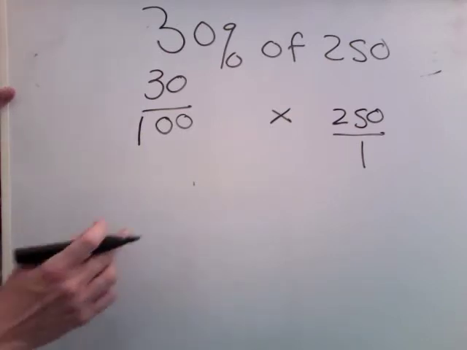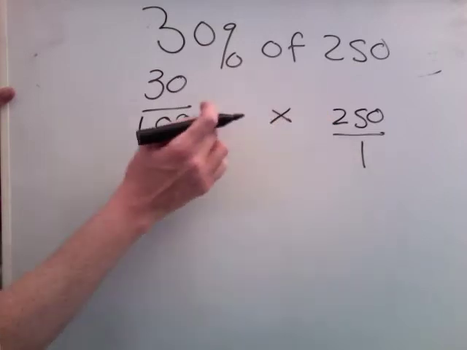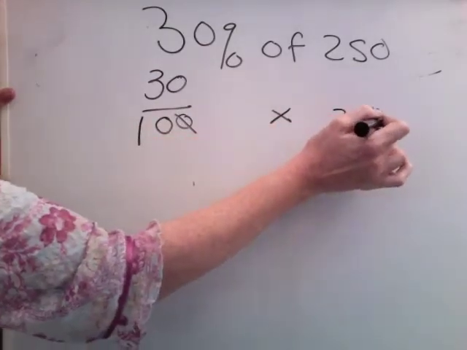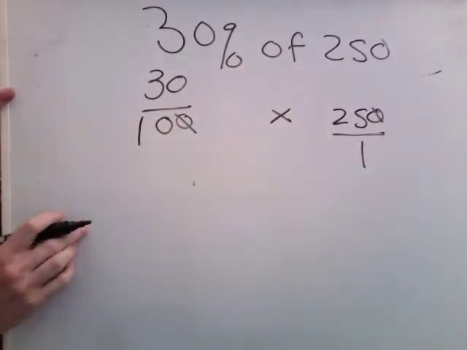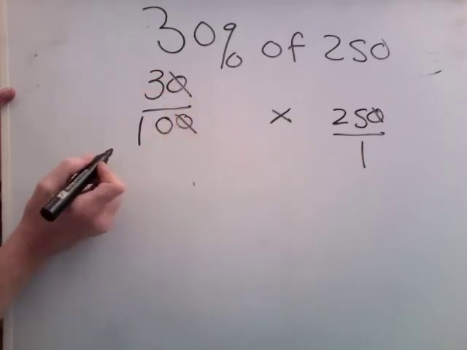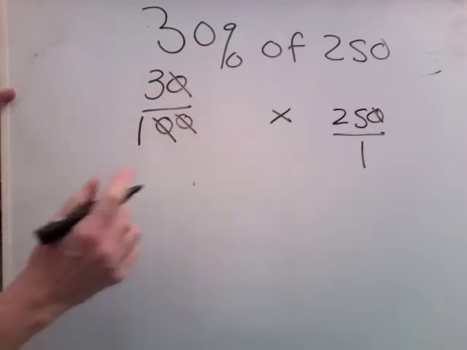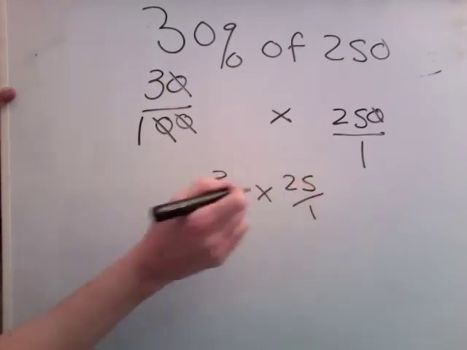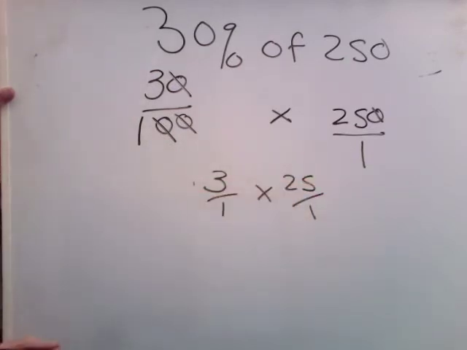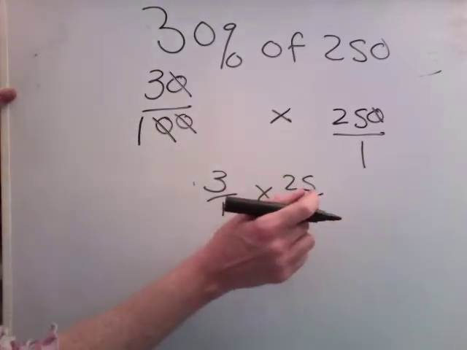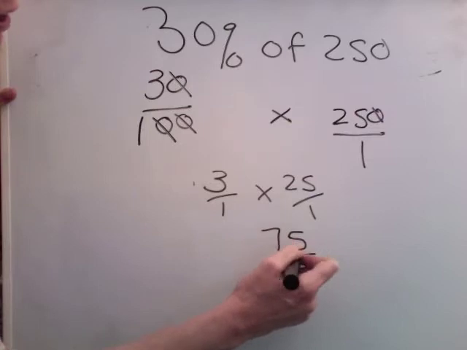The first thing I'm going to do is cross cancel. So I'm going to divide that by 10 and that by 10. Now I can simplify this fraction. I'm going to divide that by 10 and that by 10. I'm left with 3 over 1 times 25 over 1, which is the same as 3 times 25, which is 25, 50, 75.